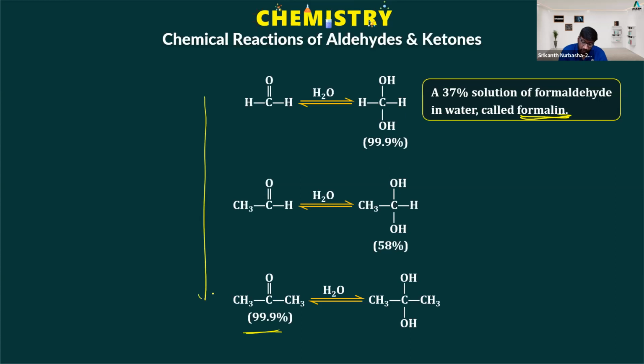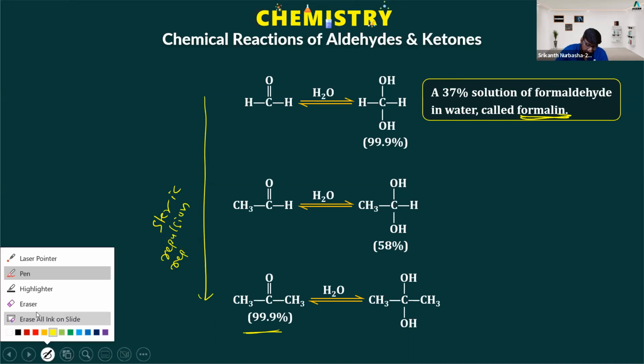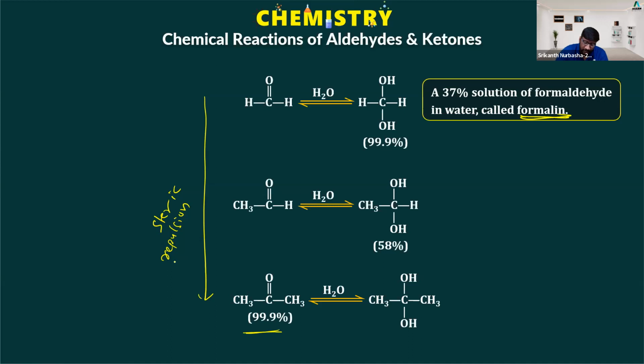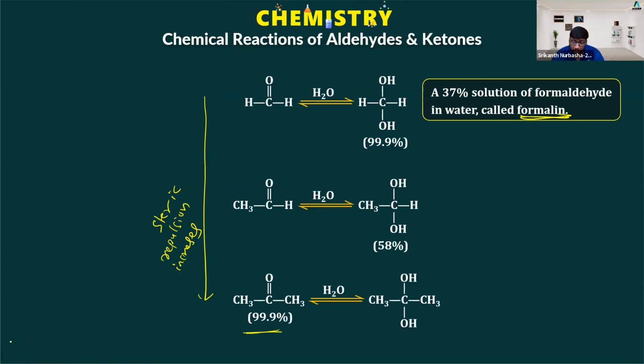Higher steric repulsions. From top to bottom, what happens? H-C double bond O-H, CH3 C double bond O-H, CH3 C double bond O-CH3, steric repulsions increase. Because of the increase in steric repulsions, the nucleophilic attack is never happening. So this is the first point. For water to act as a nucleophile and attack the electrophilic carbon, the steric repulsions have to be low. Then only the nucleophilic attack is going to happen. If not, nucleophilic attack will not happen.